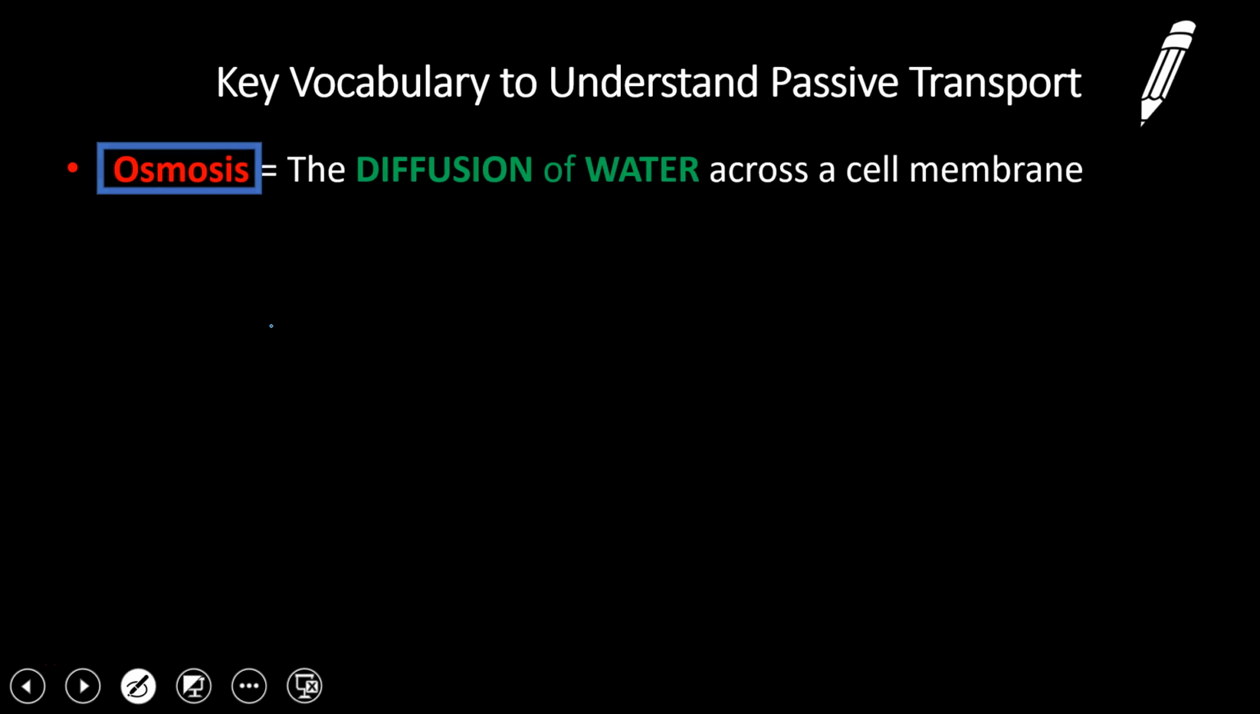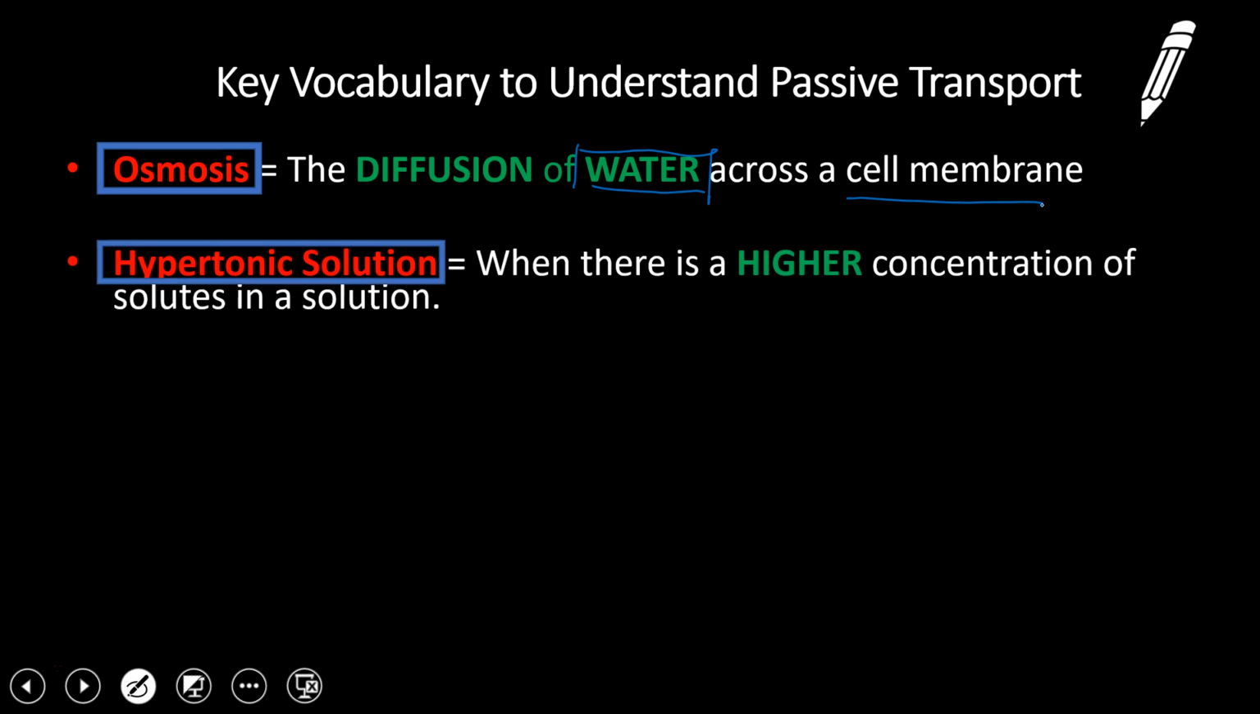Okay, so a few more keywords that we need to go over for this next part. We have osmosis. Osmosis is diffusion of water, okay? Specifically, diffusion of water molecules across the cell membrane. So water is going to go in or out of your cell. A hypertonic solution is when there is a higher concentration of solutes. Solutes, think molecules. There's a higher concentration of molecules in a solution than inside the cell.